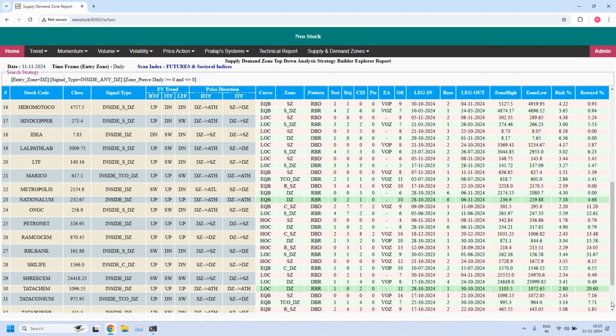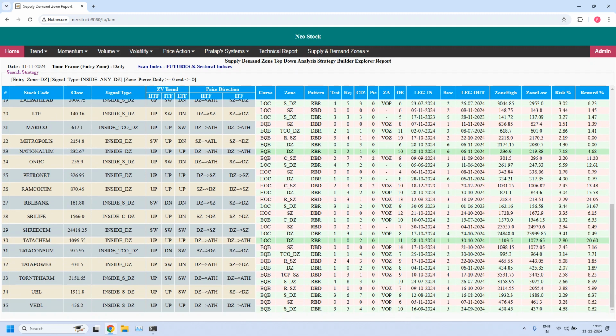So up to 31 stocks, still some more stocks are there. Again I am scrolling the list down. So total 35 stocks are filtered where price closed inside daily demand zone, and these daily demand zones are not pierced. There are some high liquidity daily demand zones also available. You have to look into the signal type.